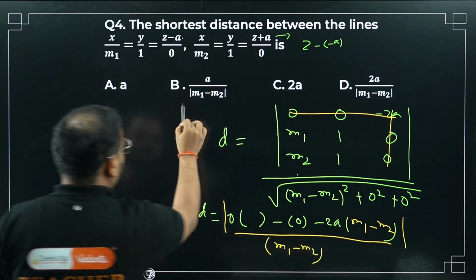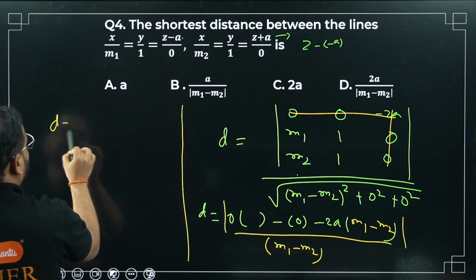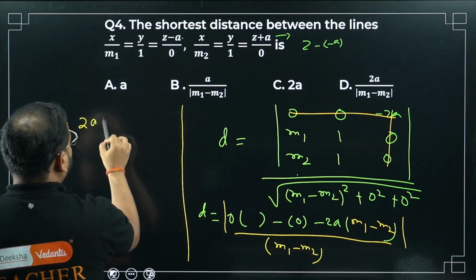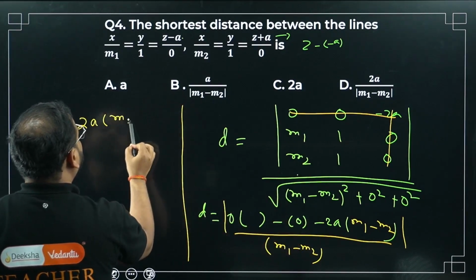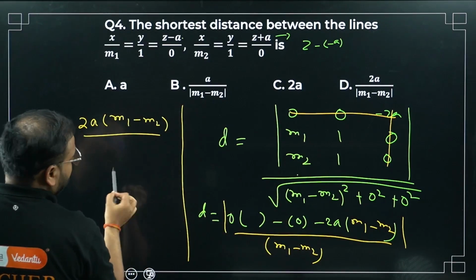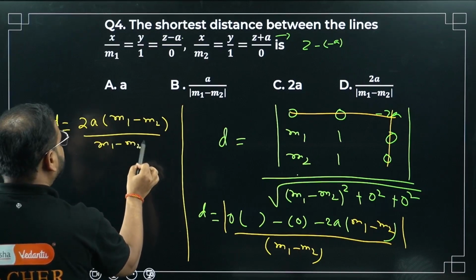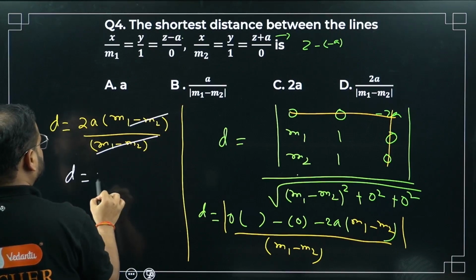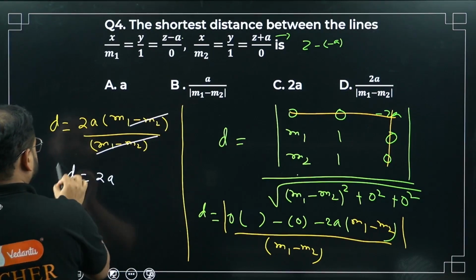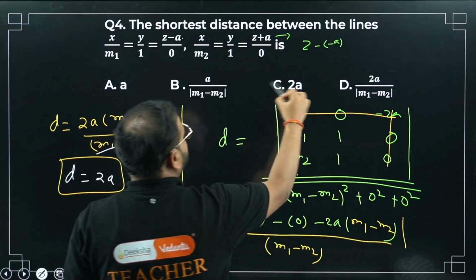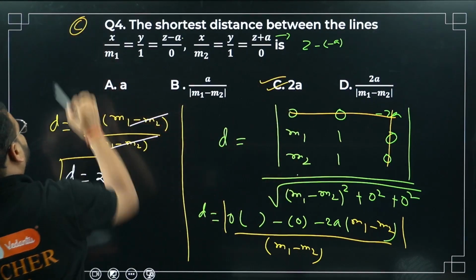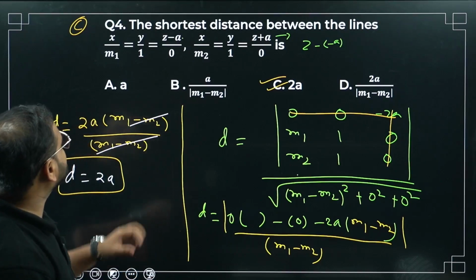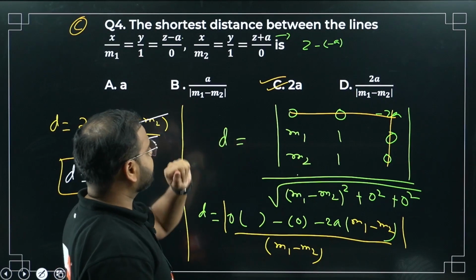Yes. Please check on this side what I'm getting D as. I'm getting my D value as, this is negative, 0, 0 gone, minus will become plus. So 2a times of what? M1 minus M2, divided by M1 minus M2. Distance is coming as 2a. Option number C is correct. Option number C is the correct answer, sir. Hai na? Please check. Option number C is the correct answer, coming as 2a.